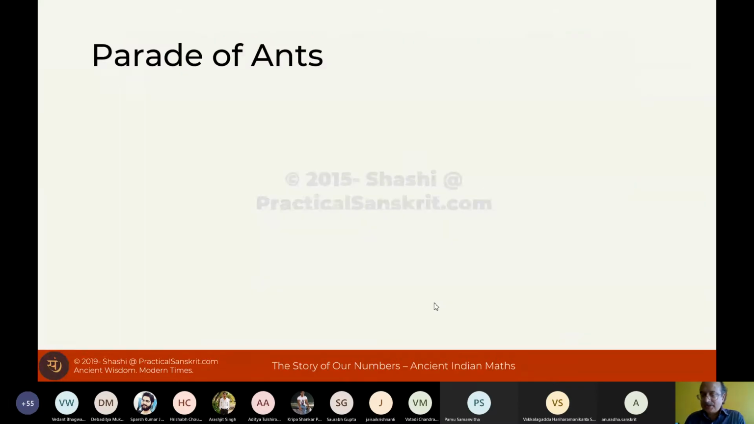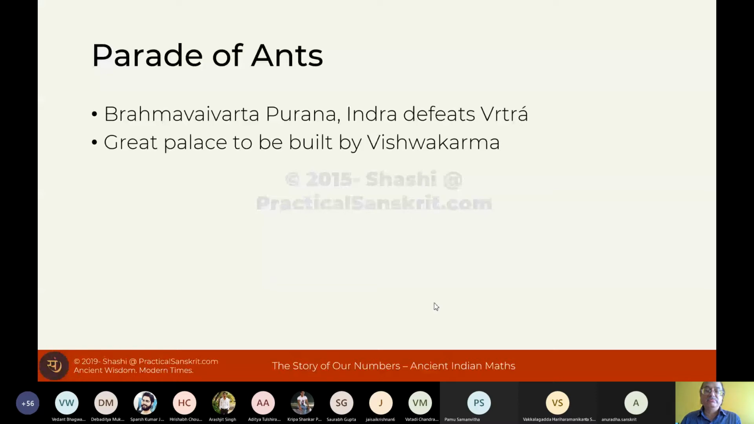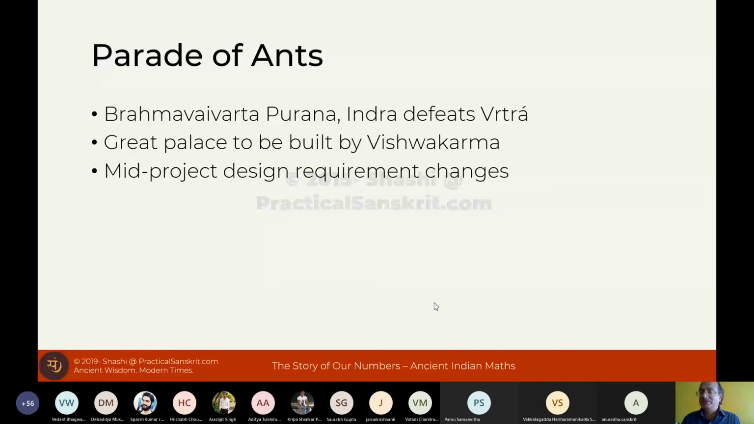So here's a story in one of the Puranas, the Brahma Vaivarta Purana. In this, Indra defeats Vritra, and after that he gets very proud that he could defeat the Asura Vritra, and he wants to remember this. So he calls the celestial engineer Vishwakarma and says, we need to build a great palace. He would visit the palace while under construction and say, okay, can we make this change? Can we make that change? He was basically making design requirement changes in the middle of the project, right? So it's not possible. Vishwakarma goes to Brahma and says, this guy is just driving me crazy. I've not had any leave, and I'm constantly working. What to do?